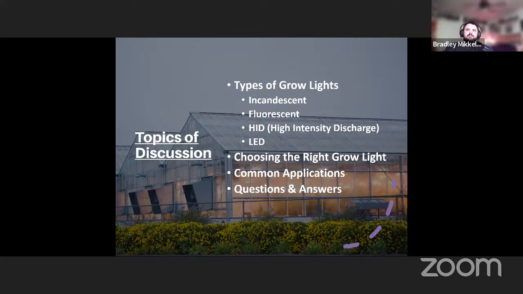So diving right into it is the types of grow lights. And so any light that emits photons, a plant can photosynthesize and be able to grow with. But it's a matter of having the right one.